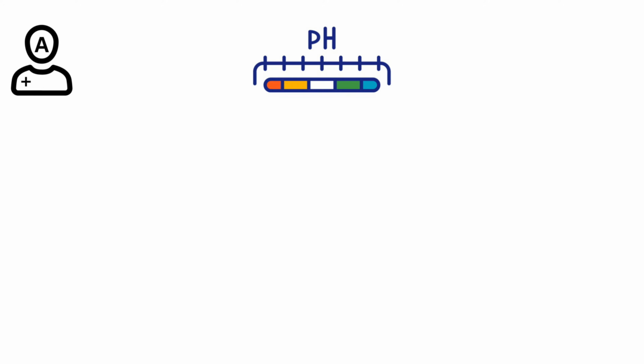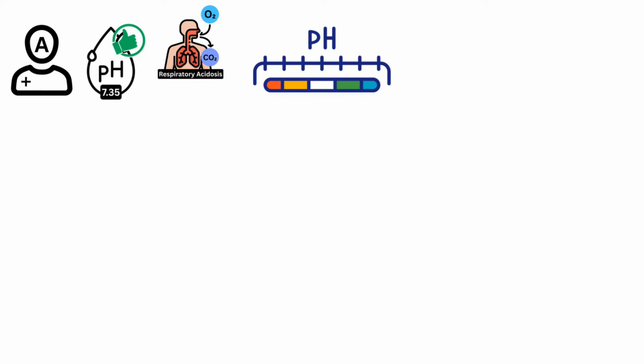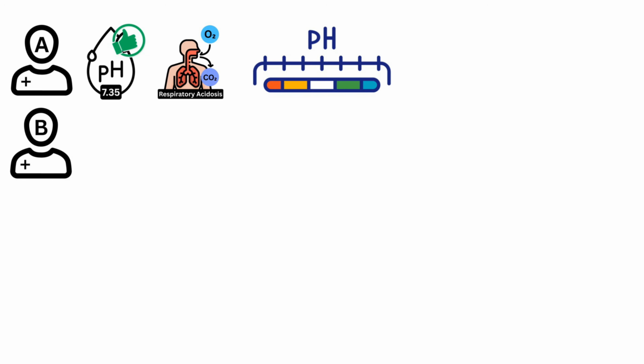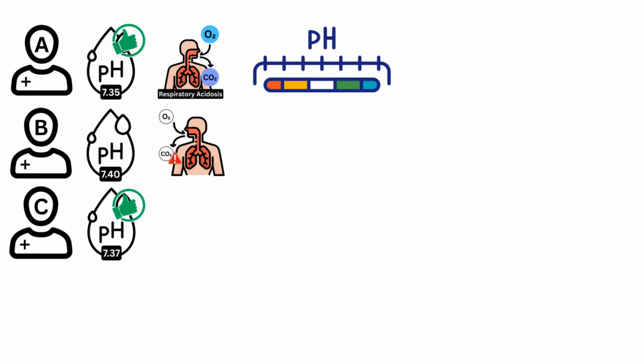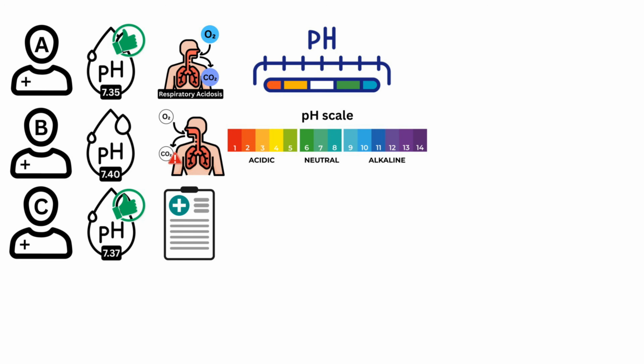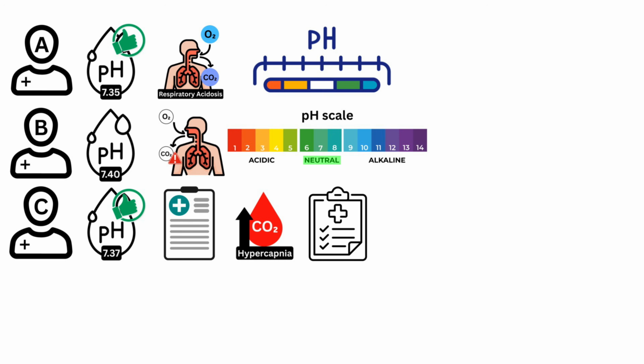Patient A has a pH of 7.35, which is near normal and consistent with compensated respiratory acidosis. Patient B has a pH of 7.40, which represents fully compensated chronic respiratory acidosis. Patient C has a pH of 7.37, again near normal, indicating compensation. In each of these cases, metabolic compensation has helped keep the pH within or close to the normal range. These patients likely have chronic hypercapnia, and while they should be monitored, they do not require immediate ventilatory support.